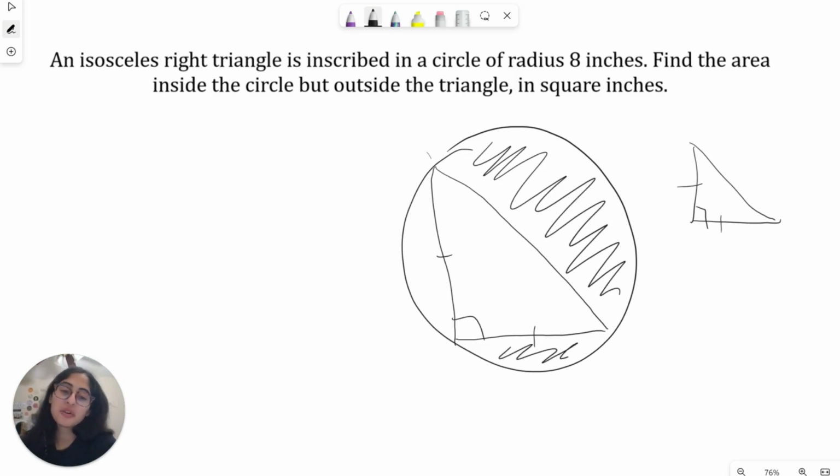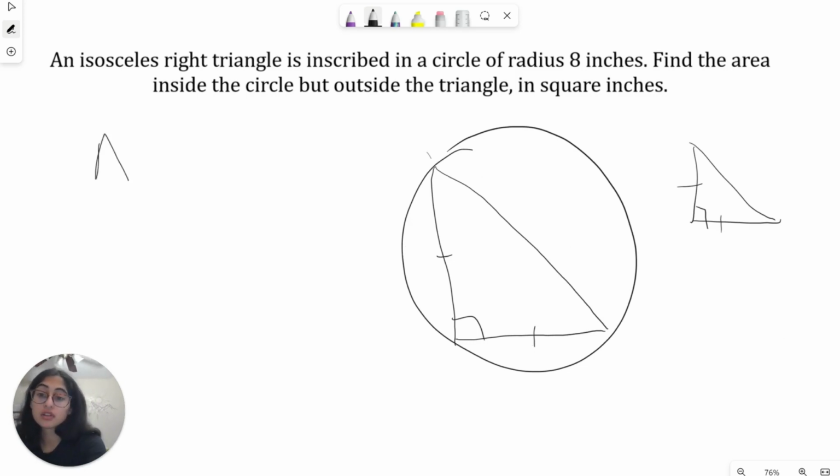And I mean, there's no formula to find the area inside the circle but outside the triangle. But if you think about it, we want to find the area of the circle counting everything except for what is in this area of the triangle right here. So we can represent this area as the area of the circle minus the area of the triangle.